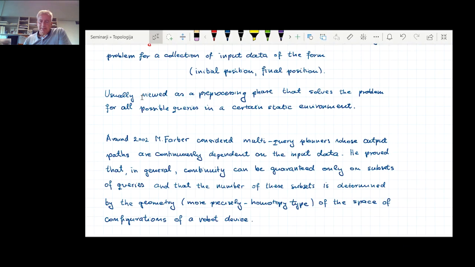And of course, this is kind of important because this is about predictability of your paths. And one of the basic things that he proved is that in general you cannot obtain continuity on the entire set. So you must split the set of input data into subsets which are in some sense optimal, maximal, and the number of these subsets essentially depends on the geometry of the operation space. Actually, it is the homotopy type, but I'm going to talk about this a bit later.